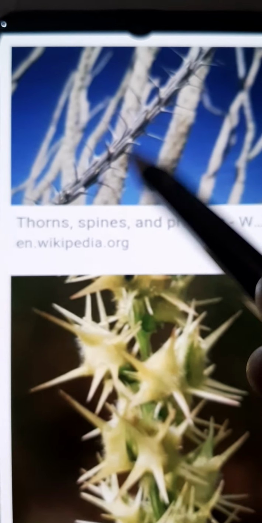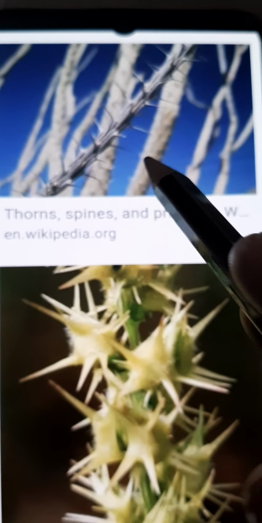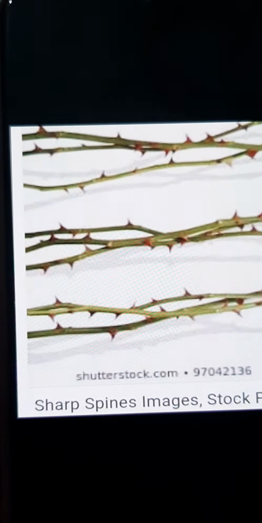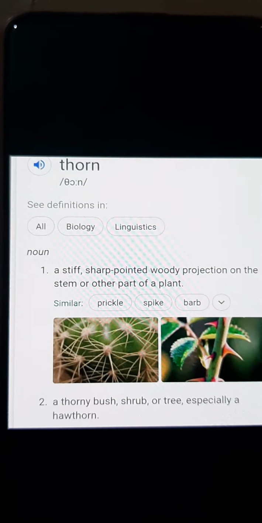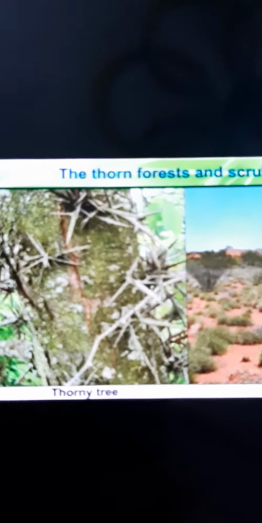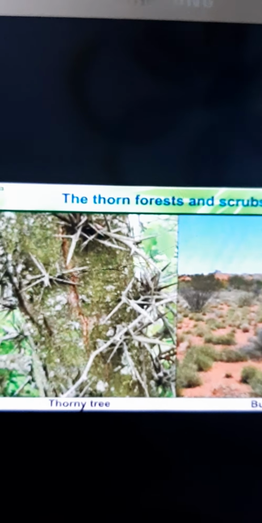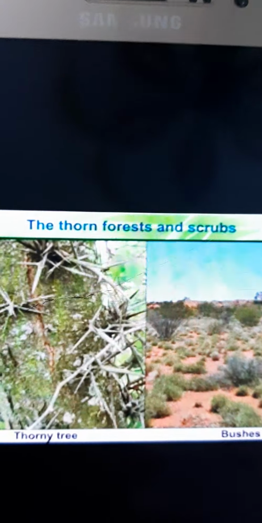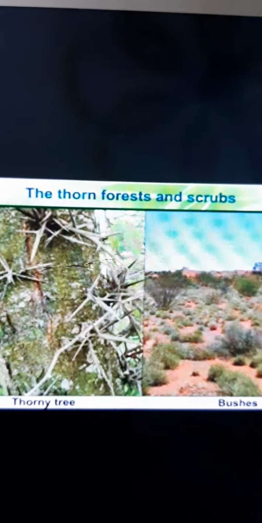You can see I am showing you one picture in which you can see thorns, spines, prickles, sharp spines. So these are the characteristics of this type of trees. Different types of trees are found in this forest. The trees found here are not very tall. They are 6 to 10 meter tall, but their roots are very long and can tap water from great depth.